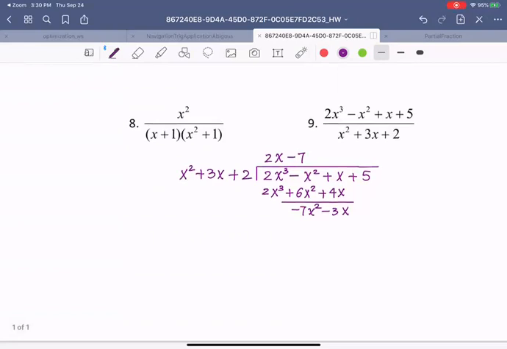Minus 7. And here is negative 7x squared.